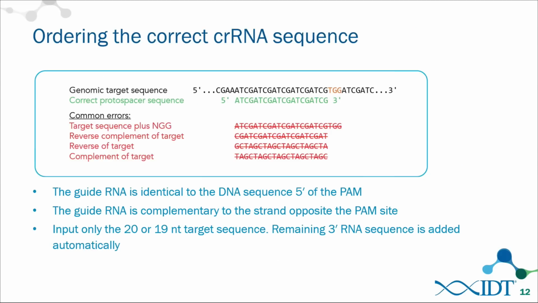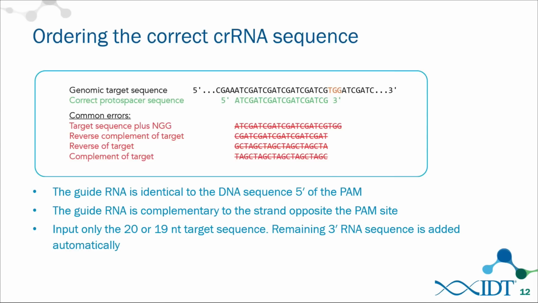Then, ordering the Alt-R crRNAs. This graphic, I think, does a nice job of highlighting down below in red the common errors that can occur. Specifically, when we want to design a crRNA, take the sequence of genomic DNA and, excluding the PAM, the NGG that is highlighted in the orange color at the top, it is the 20 bases that are directly 5' to the PAM site. So the guide RNA is identical to the DNA sequence that is directly 5' of the PAM. It does not include the NGG sequence, as shown below, crossed out.